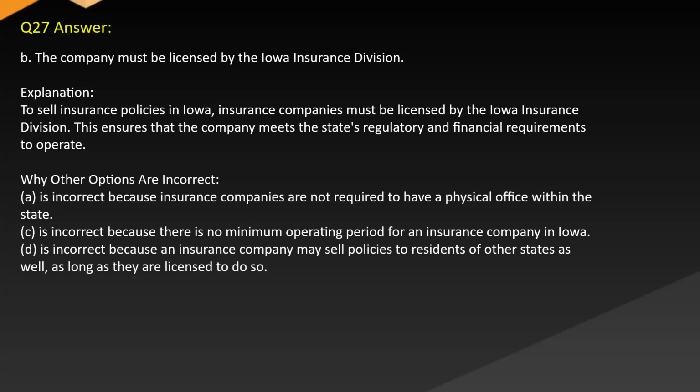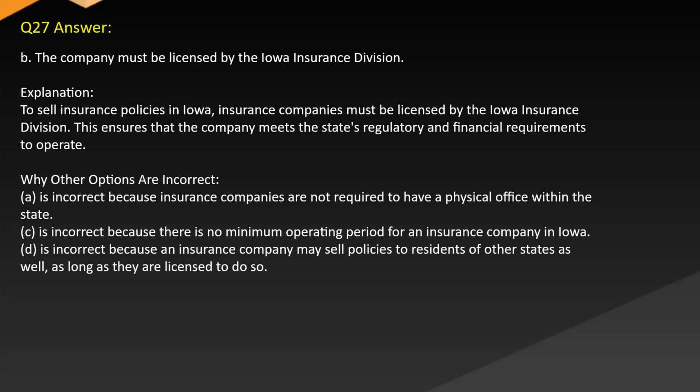Answer: B. The company must be licensed by the Iowa Insurance Division. Explanation: To sell insurance policies in Iowa, insurance companies must be licensed by the Iowa Insurance Division. This ensures that the company meets the state's regulatory and financial requirements to operate. Why other options are incorrect?